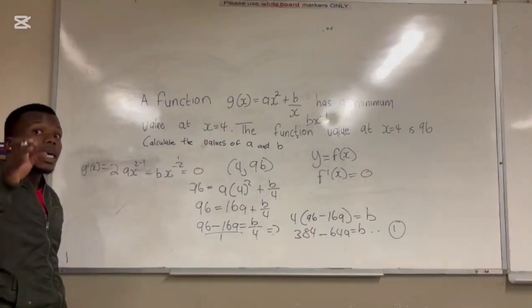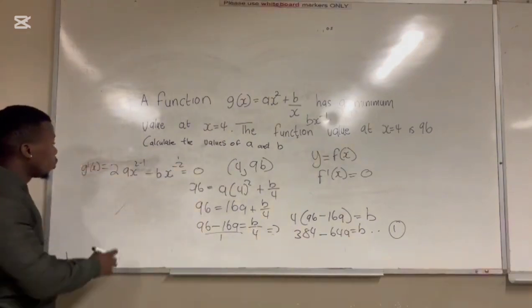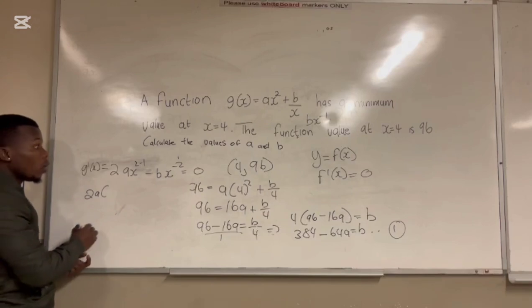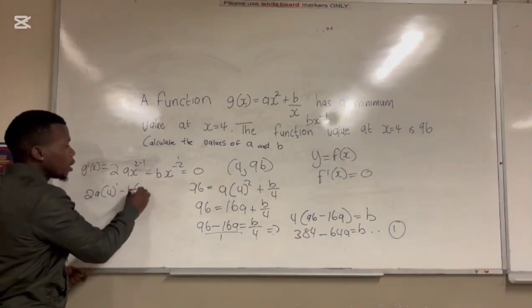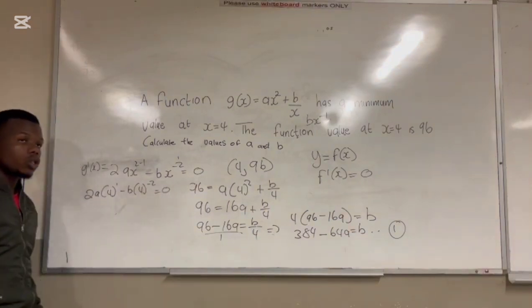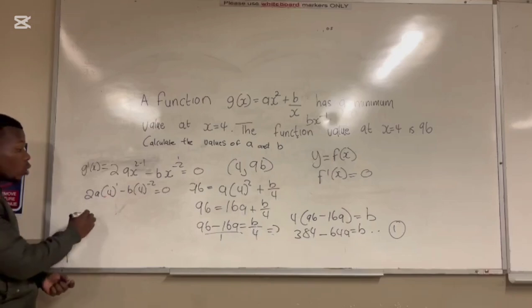But remember, where I see x, I must substitute. x is equal to 4. This is going to be 2a multiplied by 4 to the power of 1 minus b multiplied by 4 to the power of negative 2, which is equal to 0. And then I say 2 multiplied by 4, which is equal to what?